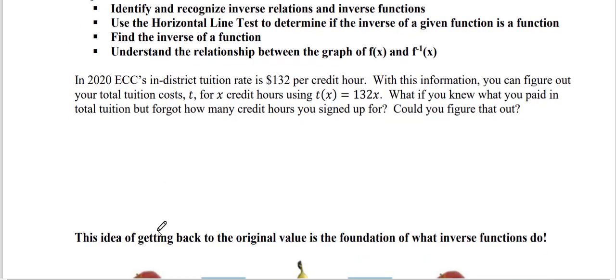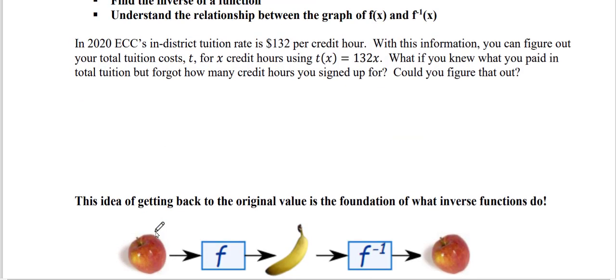Let's start this with a little motivation for what we're really doing here. In 2020, ECC's in-district tuition rate is $132 per credit hour. With this information, you can figure out your total tuition costs for X credits using T of X equals 132X. The idea is that if you have however many credit hours you have, you multiply that by 132, and that'll tell you your total tuition.